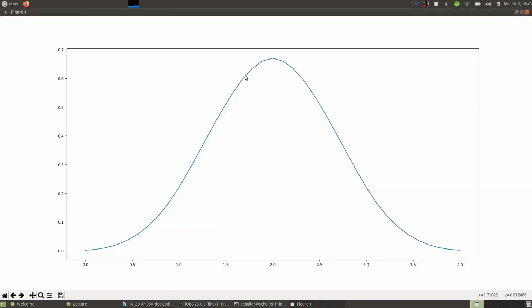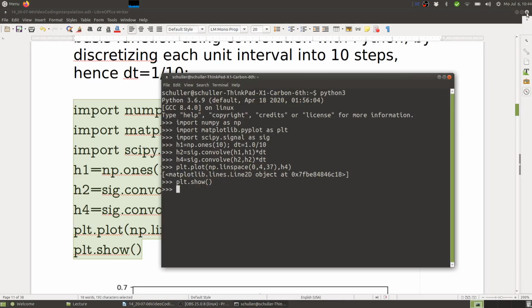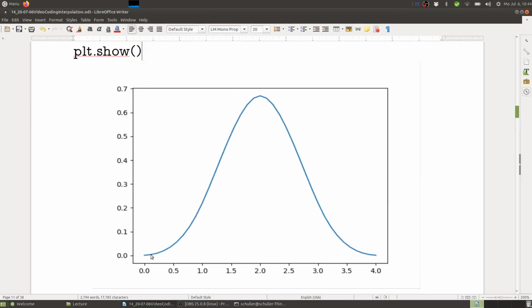So here we have our sinc function, and you can see this is not perfectly smooth because we just had dt equals 0.1. So we have an accuracy of 1/10 for this plot. But it shows you qualitatively how this looks.